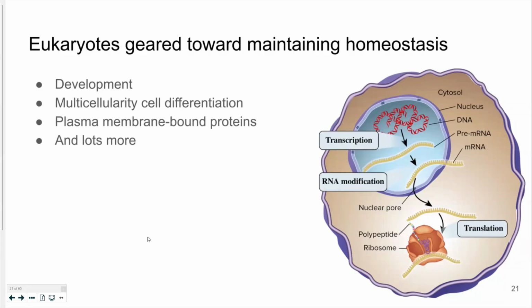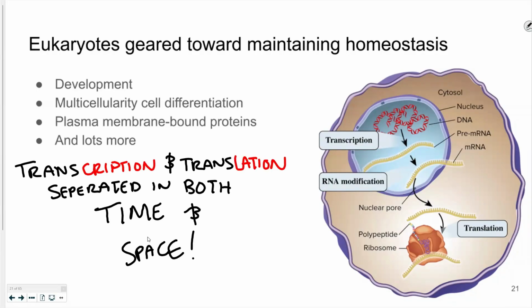Transcription and translation in eukaryotes are separated in both time and space. Transcription is going to occur in the nucleus of the cell. This is where we're going to go from DNA to RNA. Okay, we have some time to modify our mRNA before it actually leaves the nucleus.